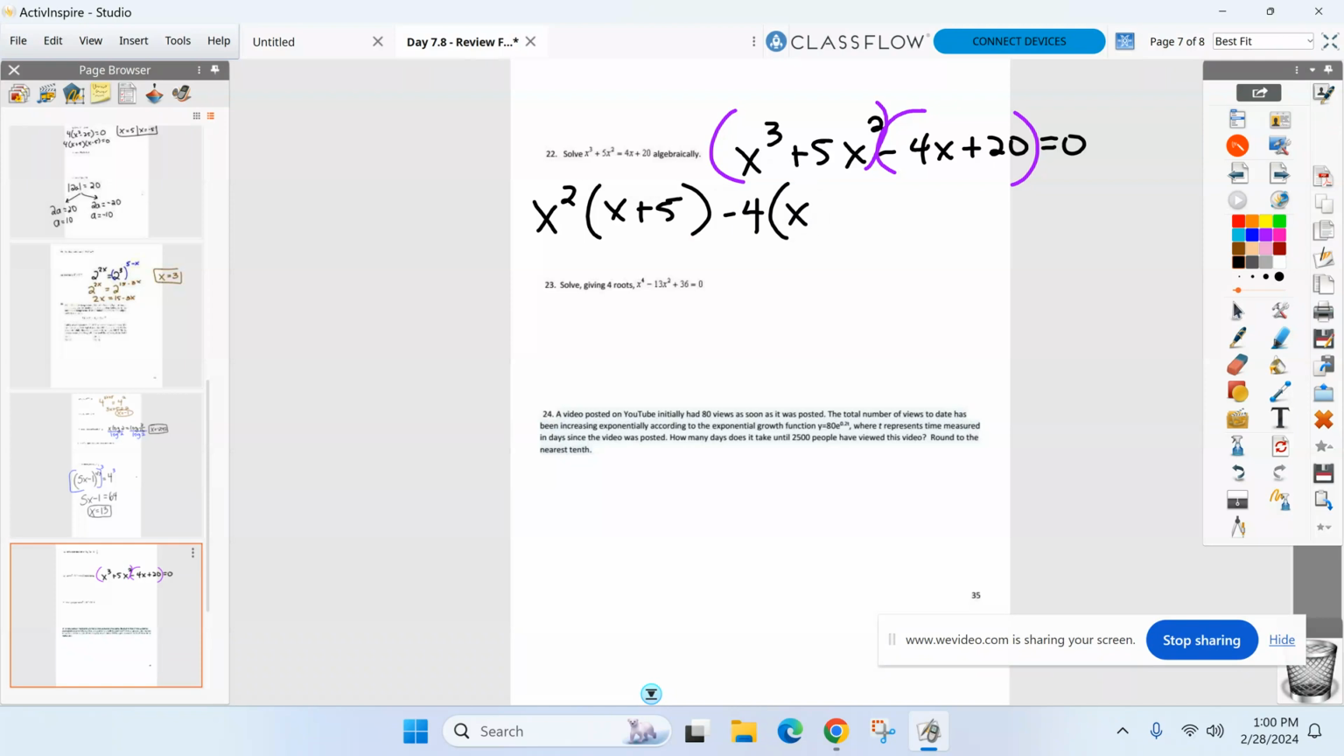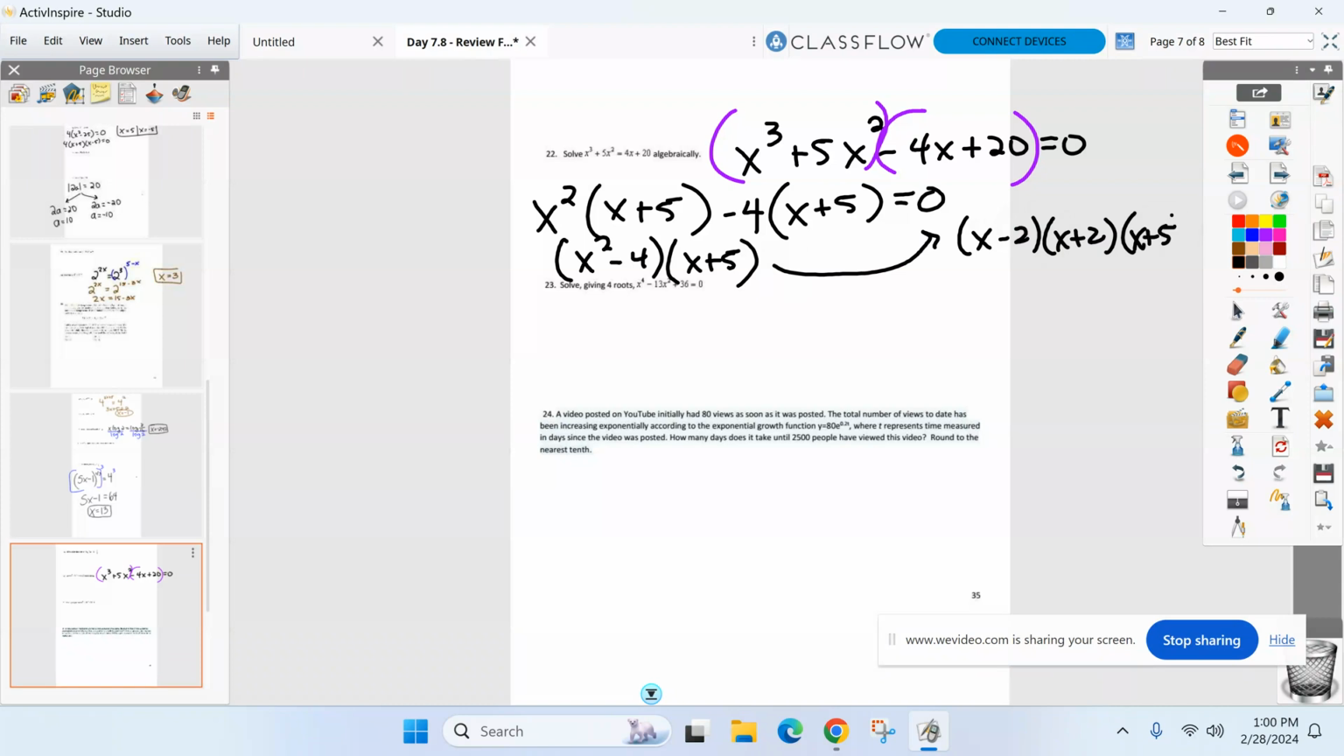Everyone gets a piece in here. Don't worry. Everyone gets a piece. All right, what's left in your first parenthesis? X squared minus 4. X plus 5. Yep. I only see 2 parentheses, but I was hoping for 3 because we said 3 answers, right? Difference of squares. Yep. Go ahead, finish it. X minus 2, x plus 2. All right. 3 answers. 2, negative 2, negative 5. There you go.